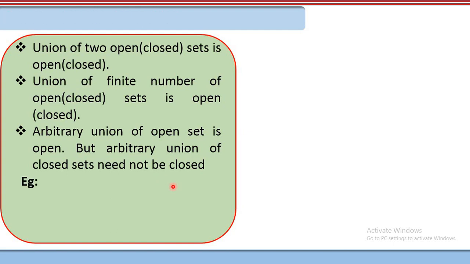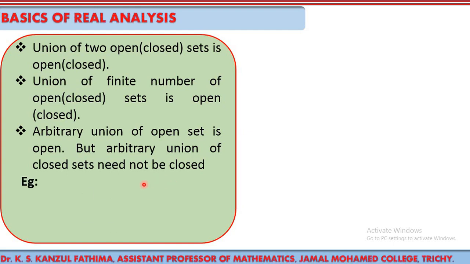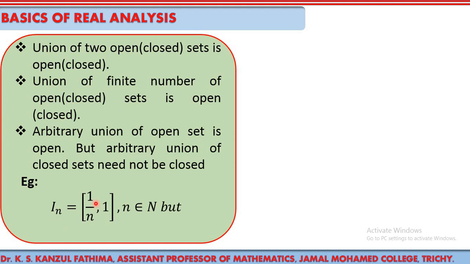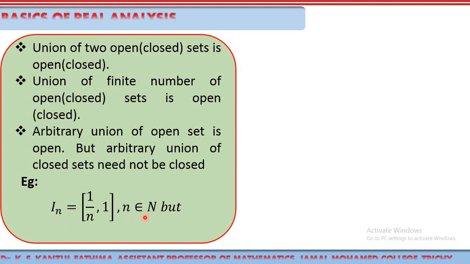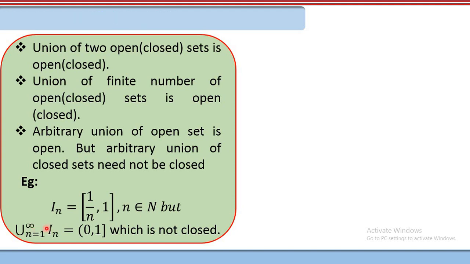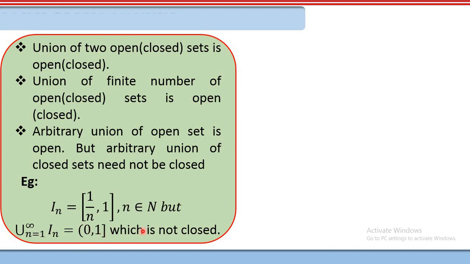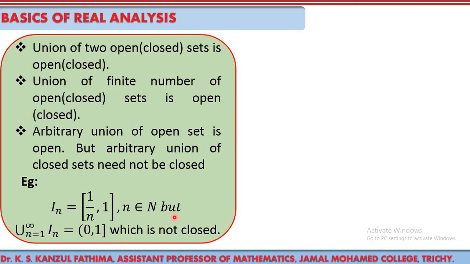For example, consider the intervals I_n equal to [1/n, 1], where n belongs to the natural numbers. But the union of this collection will be equal to (0, 1], which is not closed.